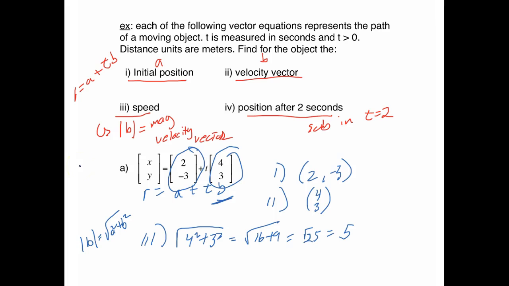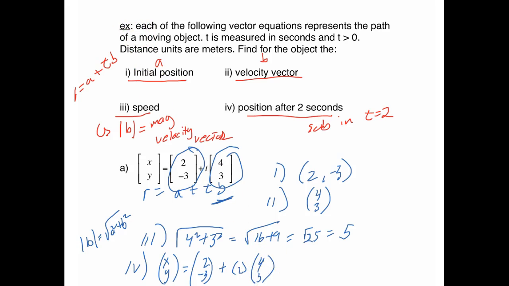And then finally, the position after 2 seconds. So all we're going to do is go to our velocity vector and plug in 2. So go back to that equation: xy equals 2, negative 3, plus 2, we plugged in 2 there, 4, 3.